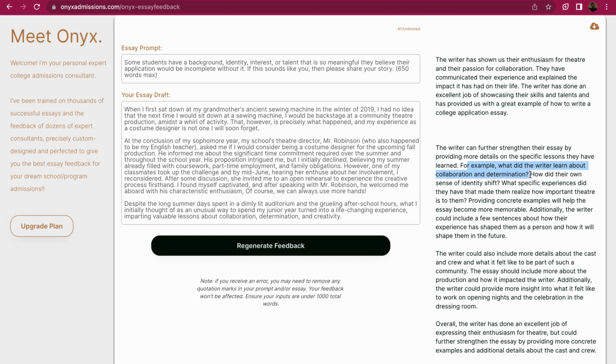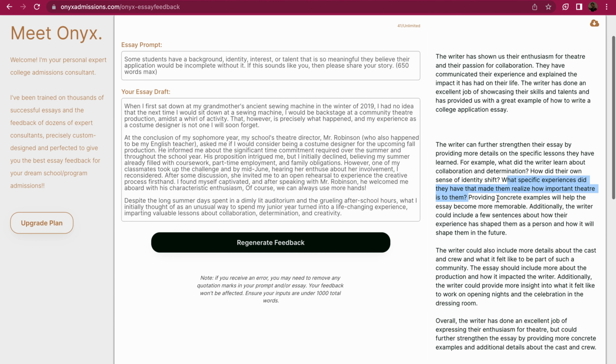What did the writer learn about collaboration, determination? Go beyond just the superficial learning. How did their sense of identity shift? Not just that there was one, but rather get really into the details of what that means, and it prompts you in an individualized way to make you think about that. And then also, what specific experiences have made you realize how important theater is? These are really important questions because the way they are phrased allows you to think about it from a different perspective and make your essay really powerful.